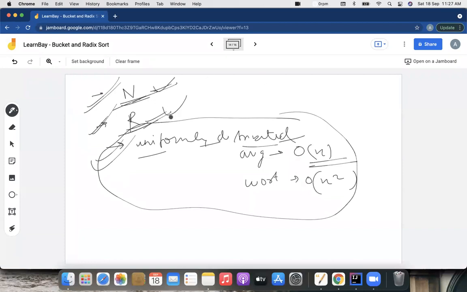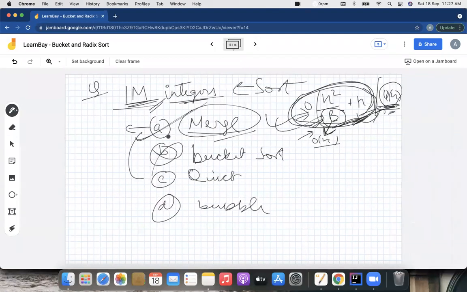But these two are the mandatory criteria. Without knowing the range, you can't use it. I gave a counter example as well. If you don't know the range, 1 million integers, you can never use bucket sort or count sort to solve the problem. These can't be used.